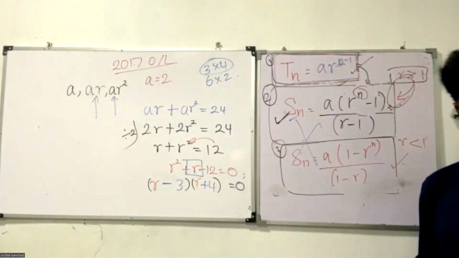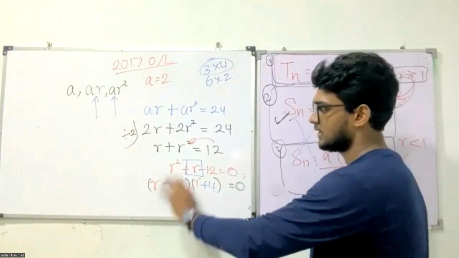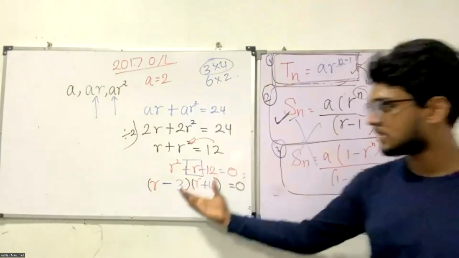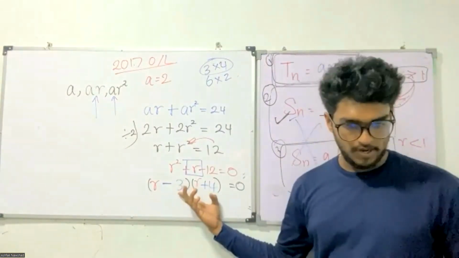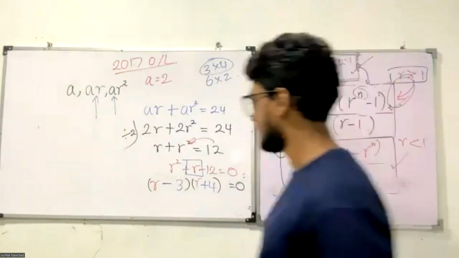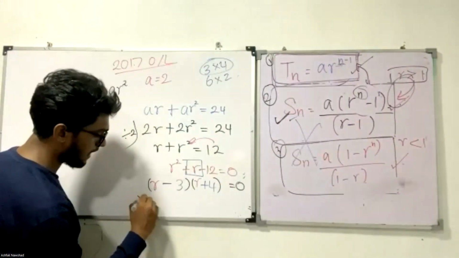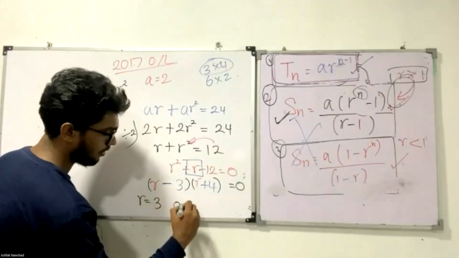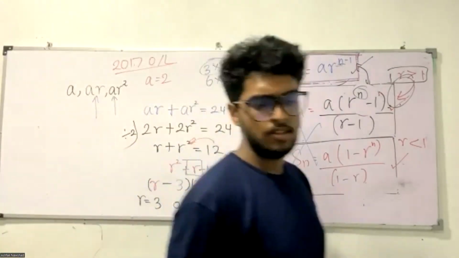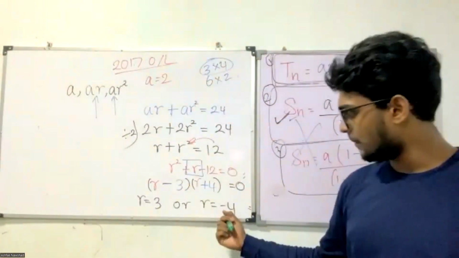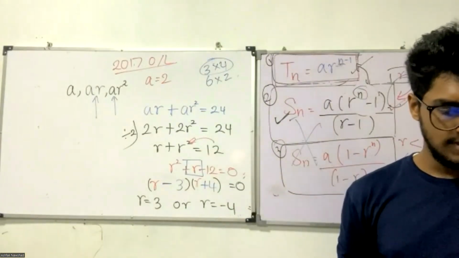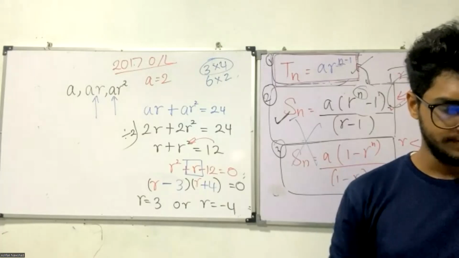I'm not going to explain how to factorize. That's for a different session. We are doing geometric progressions. We factor this out and we get 2 values for R. See, the ratio is either 3 or minus 4. Let me know if it is 3 or minus 4. How do we decide? Is it 3 or is it minus 4?